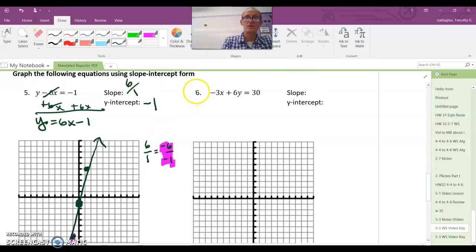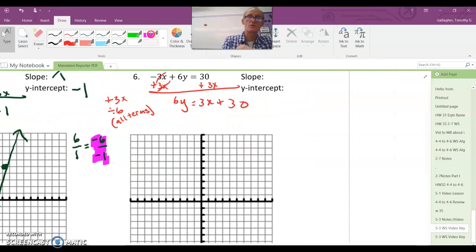And this one here, the next problem, is going to require 2 steps. I'm going to add 3x and then divide all the terms by 6. So add 3x. I get 6y is equal to 3x plus 30. Now don't forget that these two terms you can't add them together, okay, because they're separate, see? One of them has an x in it.